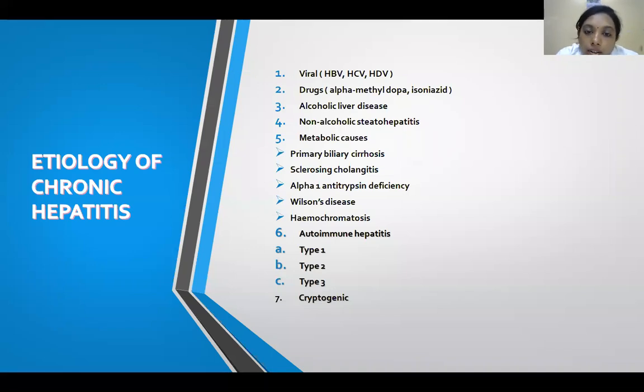Okay. Drugs like alpha-methyldopa and isoniazid cause drug-induced hepatitis. Then alcoholic liver disease, non-alcoholic steatohepatitis, and metabolic causes like primary biliary cirrhosis, sclerosing cholangitis, alpha-1 antitrypsin deficiency, Wilson's disease, and hemochromatosis. The next one is autoimmune hepatitis, which is divided into type 1, type 2, and type 3. Then cryptogenic cause. Okay.